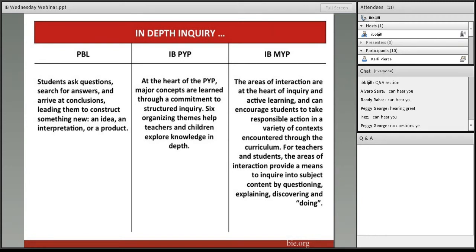Inquiry is truly going beyond information and experience to seek an explanation, to ask why, and to consider what if. And we know an expectation of the PYP and MYP, and if we don't know, it is an expectation of the IB that successful inquiry leads to meaningful reflection and responsible action initiated by the students as a result of their in-depth inquiry.